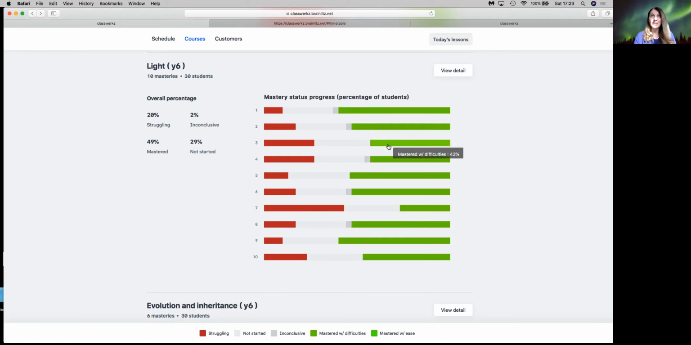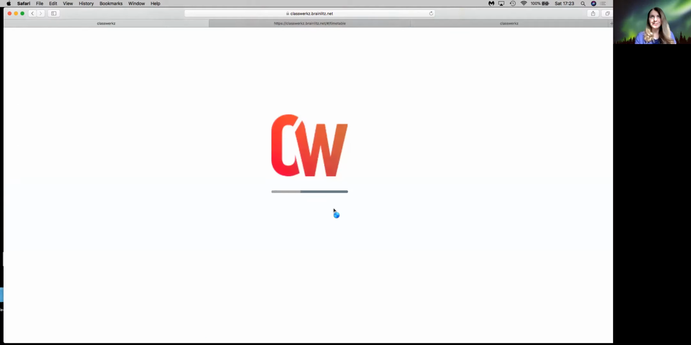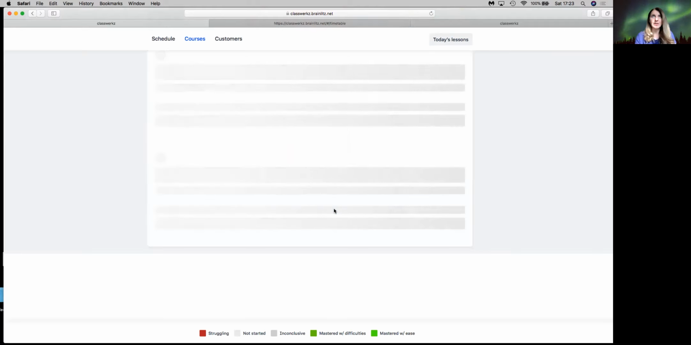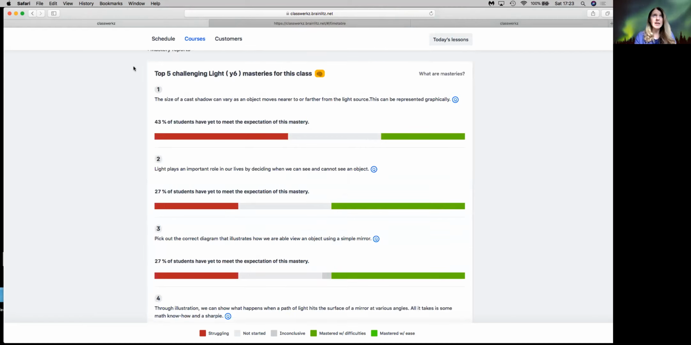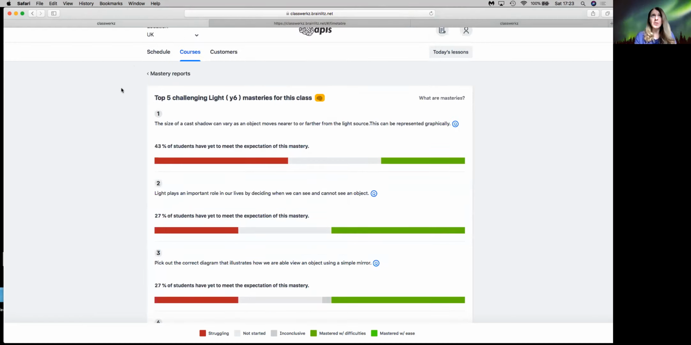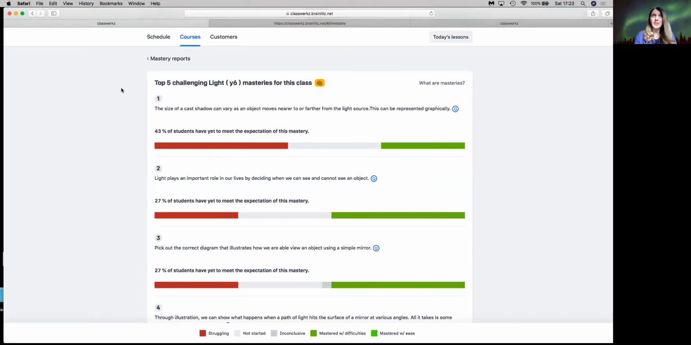So you've got 43%, that's still quite high, 54, that's still quite high relative to the other topics. But it seems that they're struggling a lot with something there. So let's take a look at what this is. So if we have a look, as you saw in the other one, we've got the top challenging topics for light and the masteries for this class.